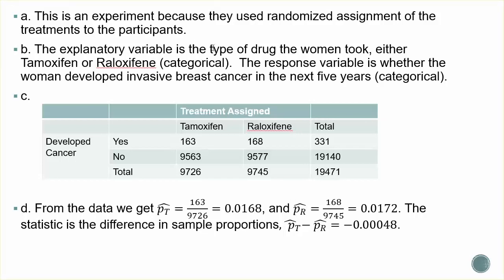What's the explanatory variable? Well, we've got two variables in play. One is whether they got breast cancer or not, and one is what drug they took. In this case, the explanatory variable is what drug the women took, either the tamoxifen or the raloxifene. And that's a categorical variable, right? It's this or that, it's yes, no, that kind of thing. It's not a number. And the response variable is whether they developed the invasive breast cancer in the next 5 years. That's also a categorical variable. That's yes or no.